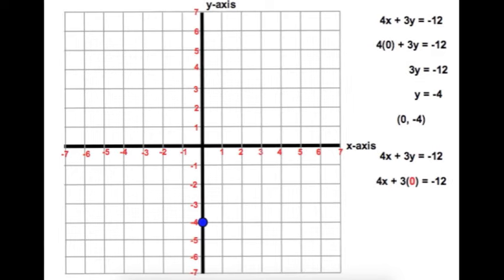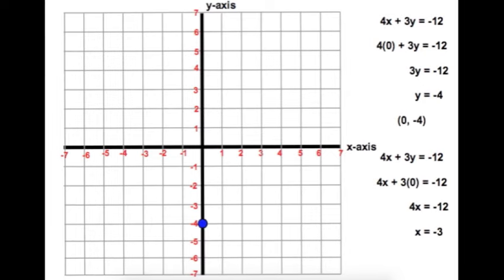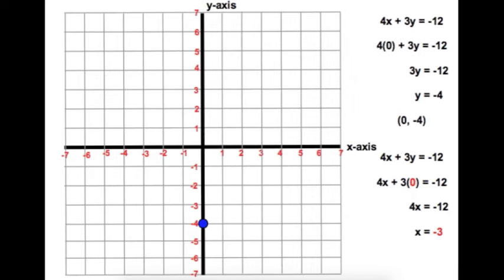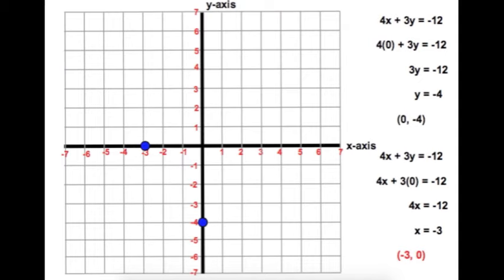When substituting 0 in for y, 3 times 0 is 0. So we would be left with 4x equals negative 12. It's clear to see at this point that x equals negative 3. So when y equals 0, x equals negative 3. This becomes the ordered pair (negative 3, 0), because negative 3 is x and 0 is y. Our second point, (negative 3, 0), is now plotted on the coordinate plane. This represents the x-intercept because it is where our line will intersect or cross over the x-axis.